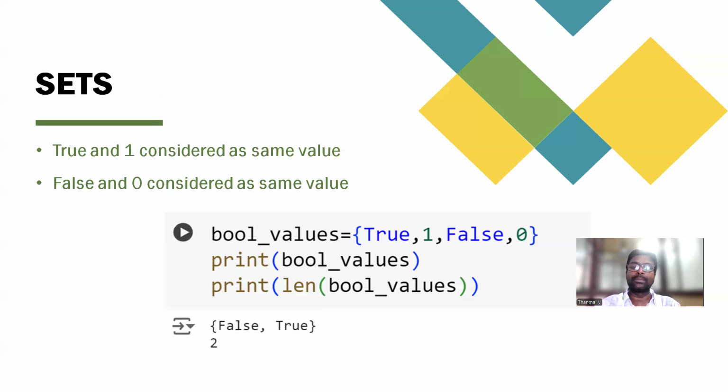Maybe you have a doubt. One is true, another is 1, so how can they be duplicate values? In programming languages, true means 1 and false means 0. So those are duplicate values.